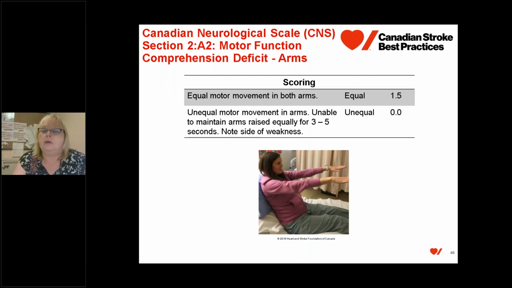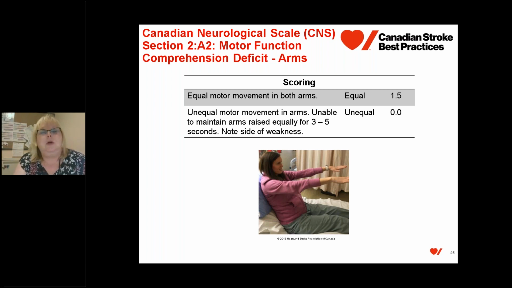Here, we score them as either equal or unequal. Equal would be scored if there is equal movement in both arms and would receive a score of 1.5. If, though, the patient is not able to maintain both arms equally, so there's mild drifting of one arm within 3 to 5 seconds, the patient's not able to overcome gravity, the patient's arm is flaccid and they're not able to lift off the bed, they would be scored unequal, and we would indicate the side of weakness.